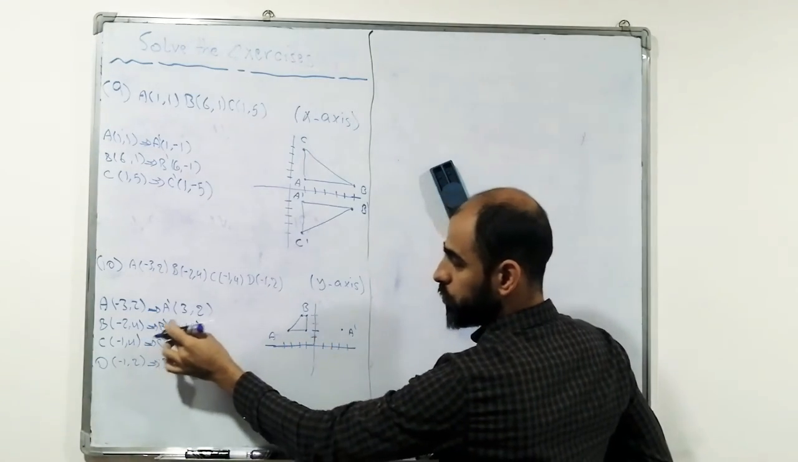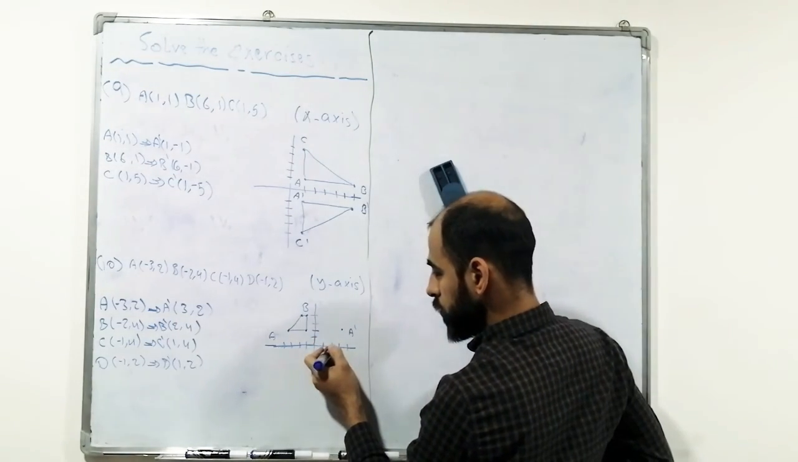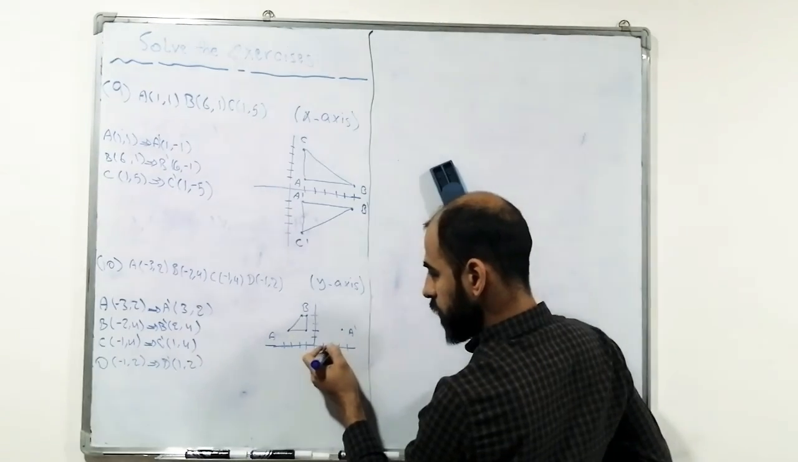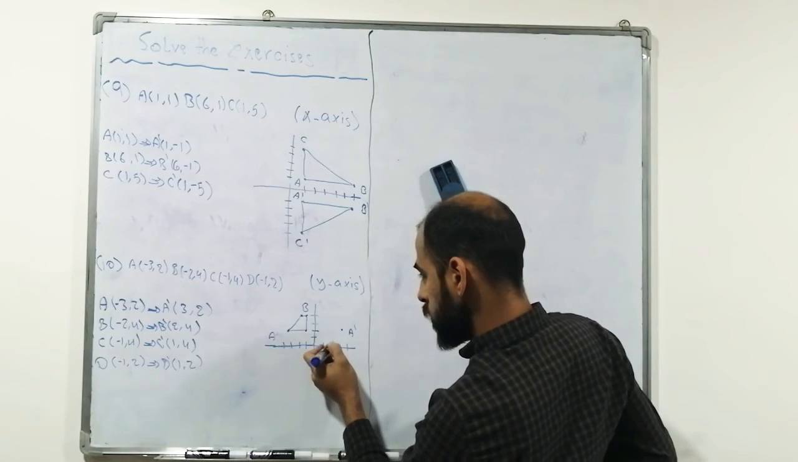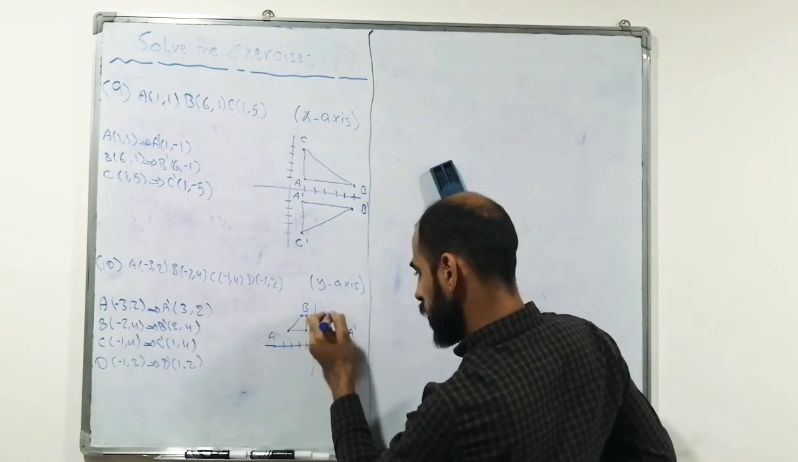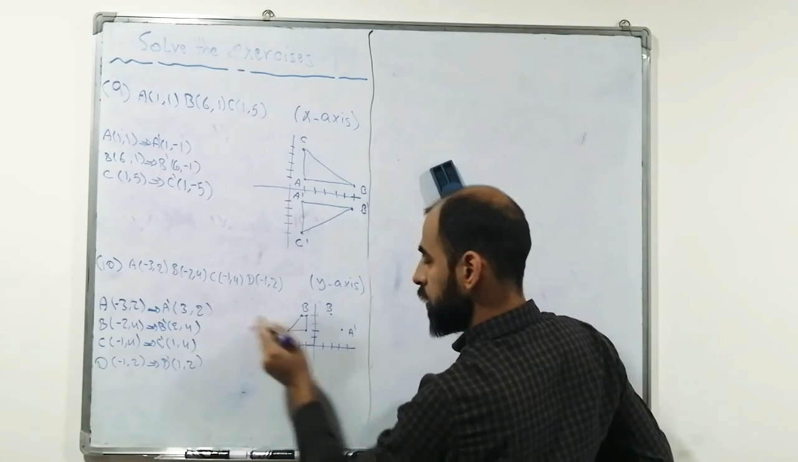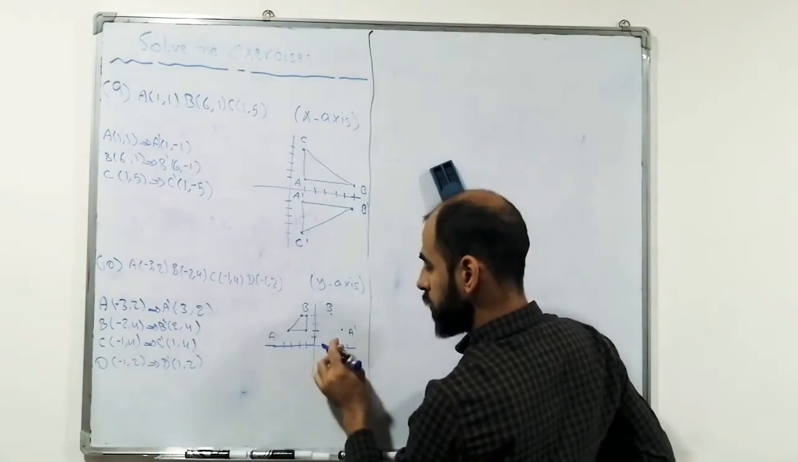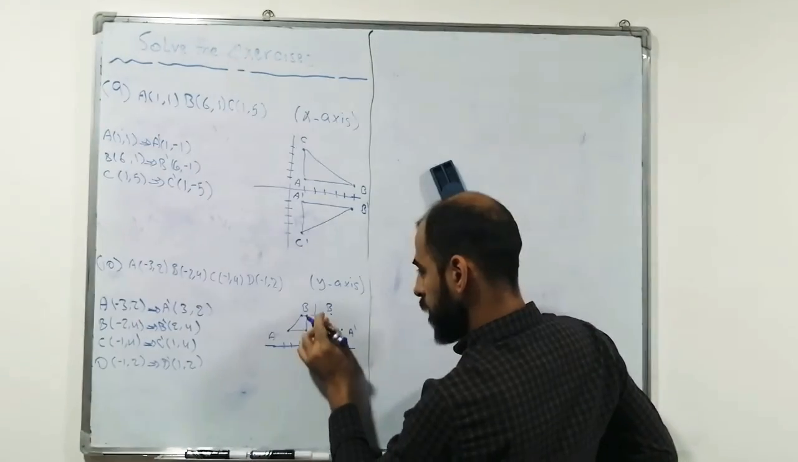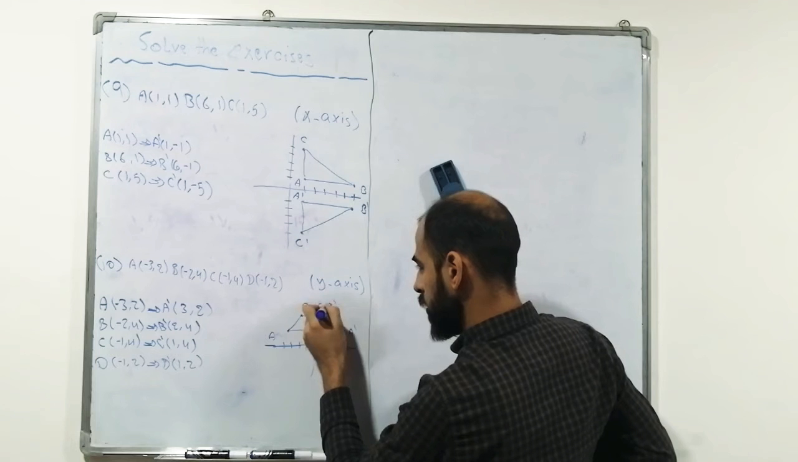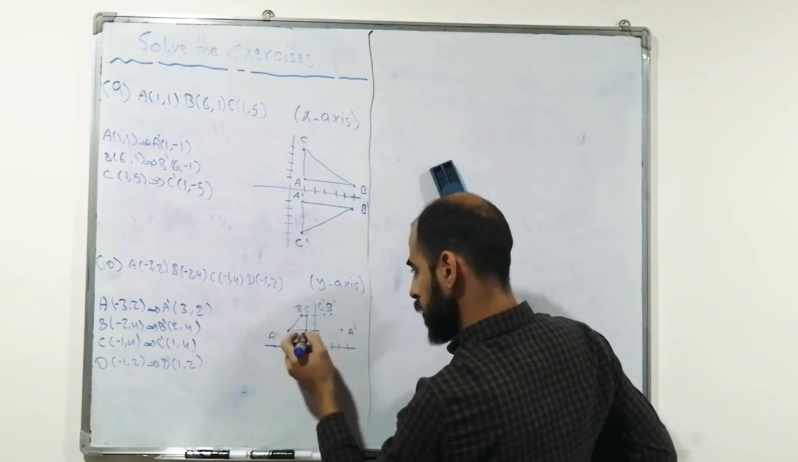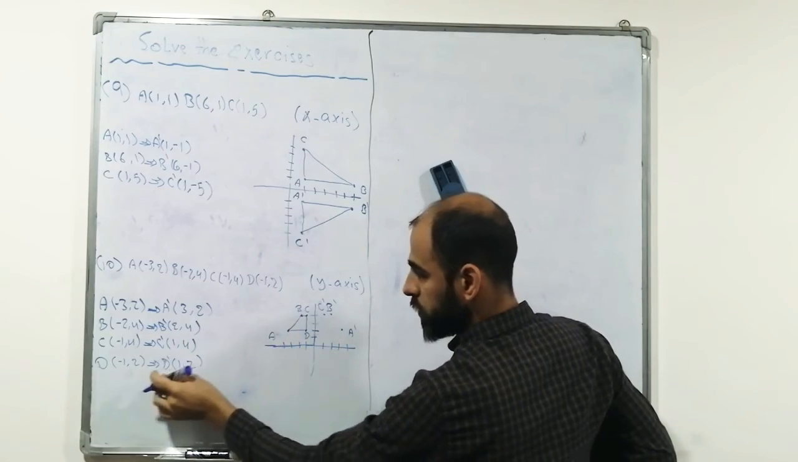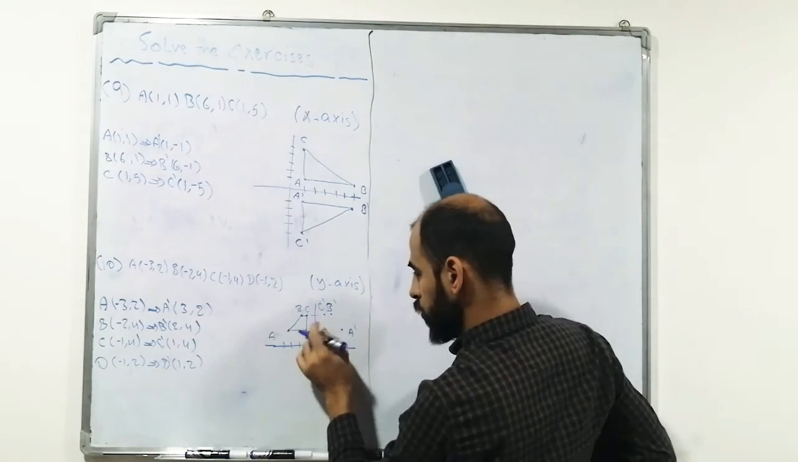The other point is (2, 4). This is 2, and this is 4. One, two, three, 4. This is the point B, and the point C is (1, 4). This is B dash, and this is C dash. And the point D dash is (1, 2).